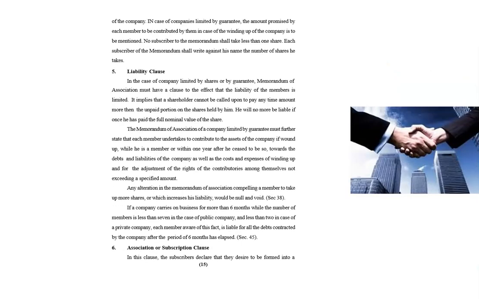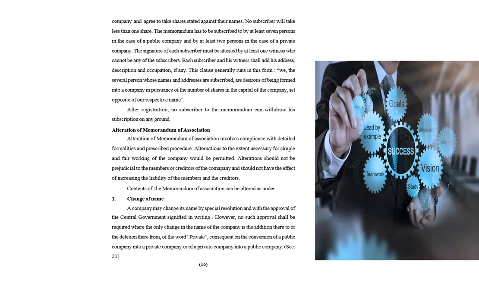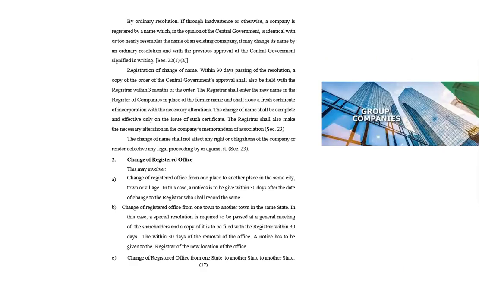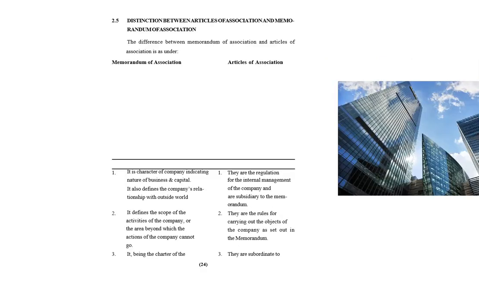Then there is the liability clause, whether unlimited liability, by shares or by guarantee, right? So this is all there. And alterations can also be made to the memorandum of association, such as change of name, then change of registered office, right?